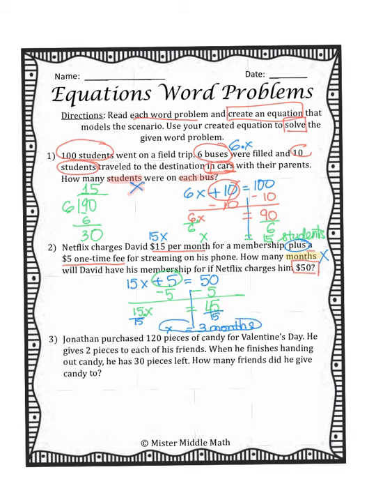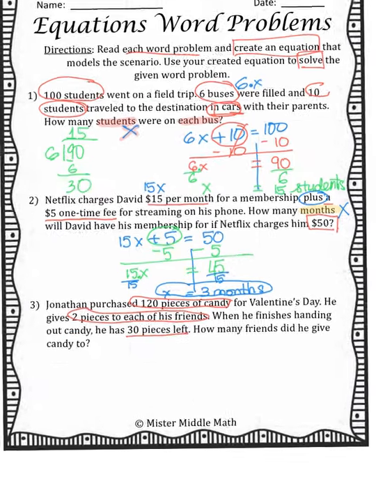And then it's going to be number 3. Jonathan purchased 120 pieces of candy for Valentine's. And then he gives 2 pieces to each of his friends. When he finished handing out the candy, he had only 30 pieces left. How many friends did he give candy to?